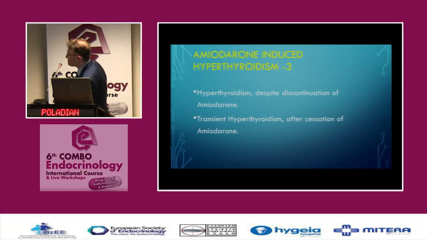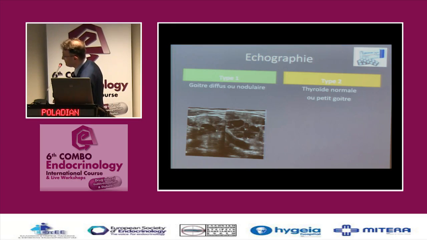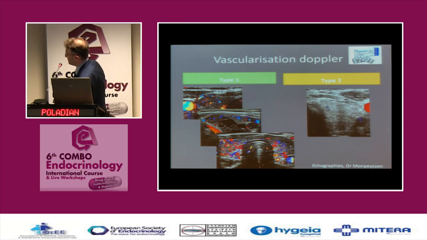Hyperthyroidism, we will get despite discontinuation of amiodarone, and then we may have transient hyperthyroidism after cessation of amiodarone because we have a half-life up to 9 months. By echography, whenever we look at the difference between the two, this is a diffuse goiter with multinodularity, but the second one we don't have, it's a normal or a small goiter. Whenever we do a Doppler in type 1, we see the hypervascularization in all three pictures, while in type 2, the small goiter, it doesn't even have hypervascularity.